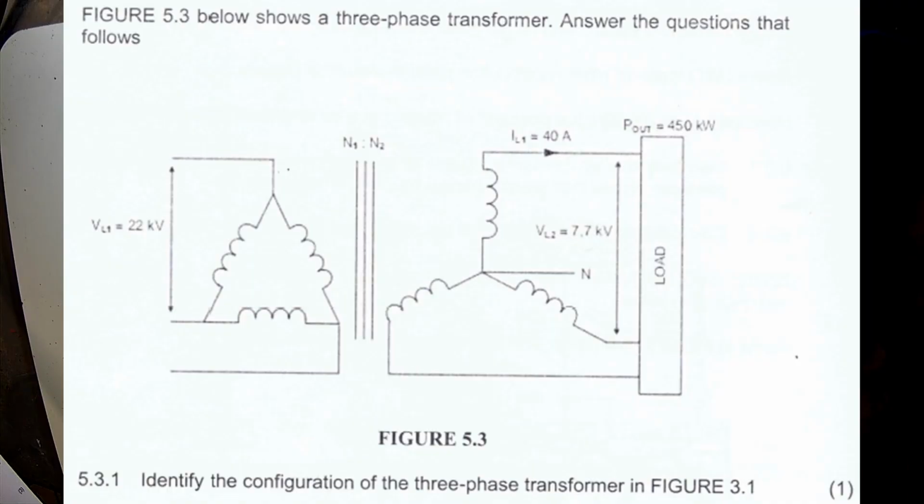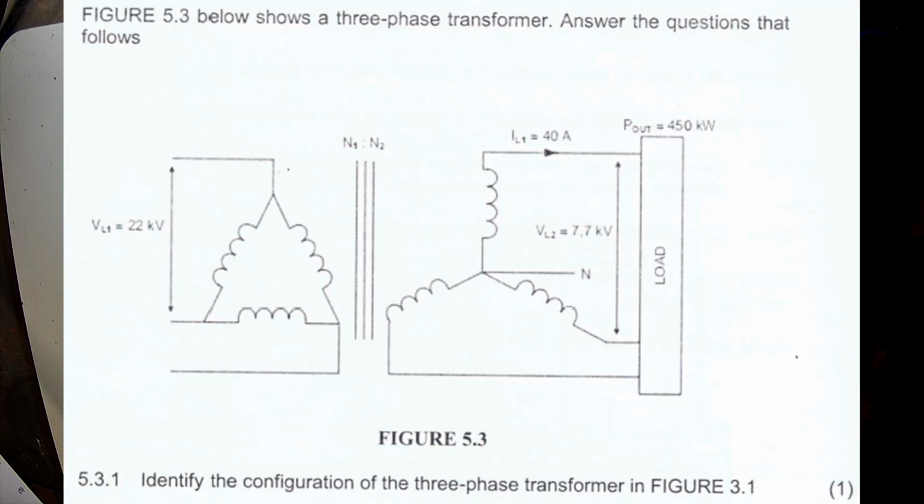Okay, so in the next question, we can see the diagram. On the left hand side, we have VL1 is equal to 22,000 volts on the primary side. And on the right hand side, we can see VL2 there is given. So this is 7.7 kilovolts. So do note that this is a delta star configuration, and it's a step down transformer because the voltages are becoming smaller on the right hand side.